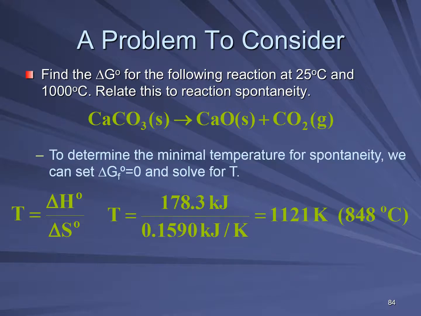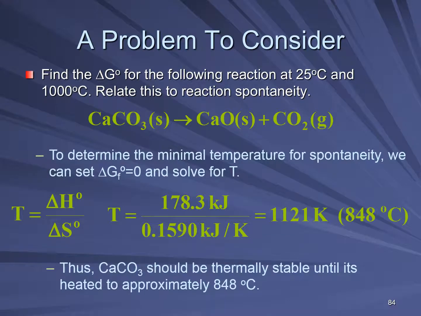So in this case, 178.3 kilojoules divided by 0.159 kilojoules per Kelvin will give us a temperature of 1,121 Kelvin, or in other words, 848 degrees Celsius. So up to this temperature, this reaction will remain unreactive. It should not react, non-spontaneous up to 848 degrees Celsius, at which point it would become spontaneous. Another way of thinking of it is calcium carbonate is thermally stable until it's heated to about 848, at which point it will decompose to calcium oxide and carbon dioxide.